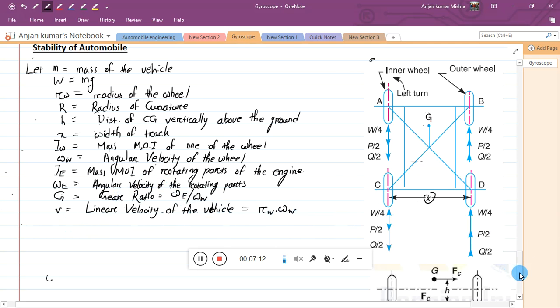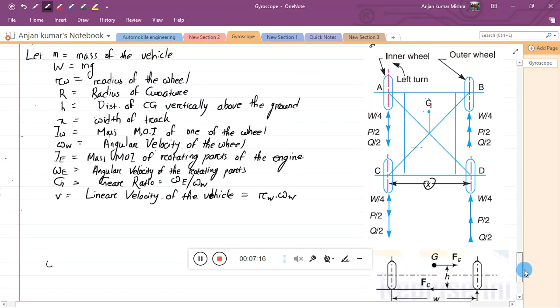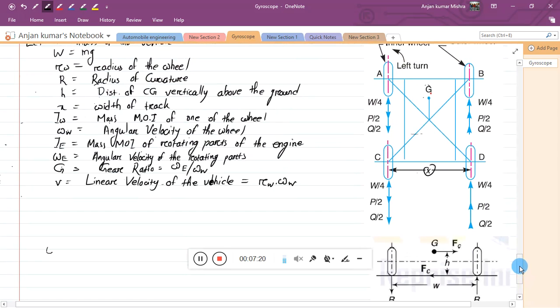If we closely see this diagram, the weight of the vehicle will be distributed equally on the four wheels. So the W by 4 written here are the reactions from the ground, or simply the reaction against the weight of the vehicle, equally distributed over the four wheels. So the road reaction over each wheel is equal to W by 4, or simply mg divided by 4.